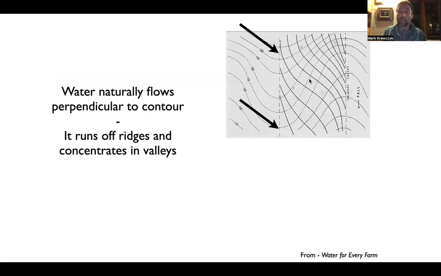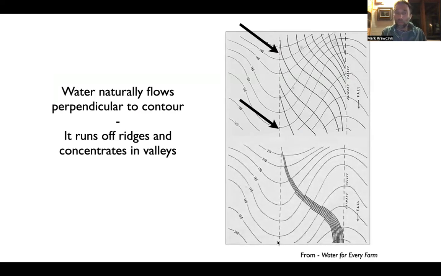What follows from that is that water is naturally running off of our ridges and concentrating in our valleys. That our ridges tend to be drier and more exposed with shallower soils because soil is generally going to be eroding off of them, whereas our valleys are going to tend to have deeper soil and be more humid and moist. And so we get this natural variation in soil depth, in some cases fertility, but definitely hydrology.